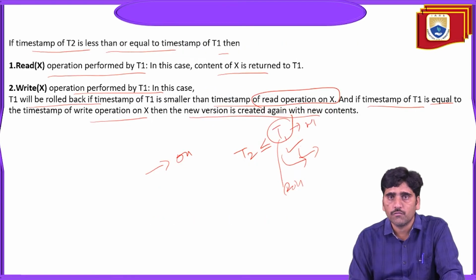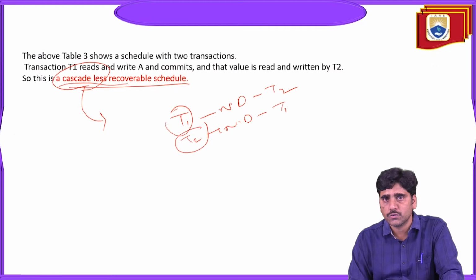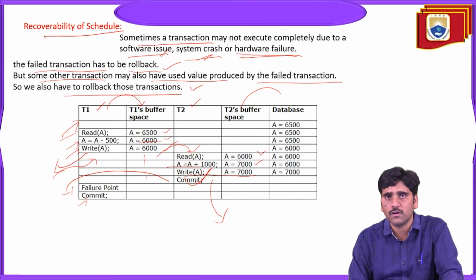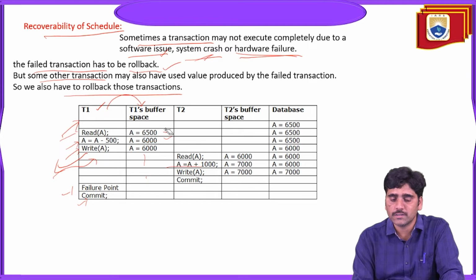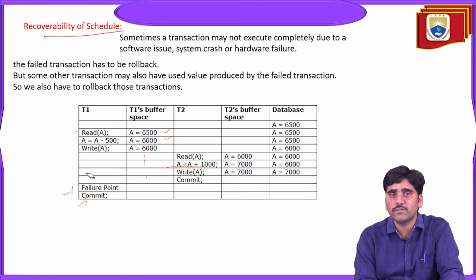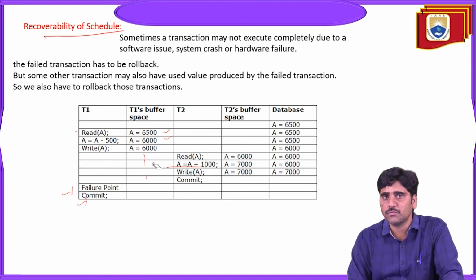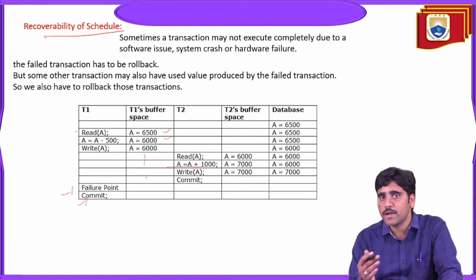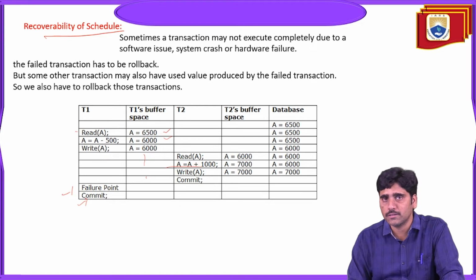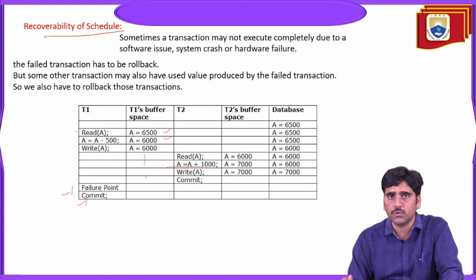So up to this, what we understand from this session: first of all, the concept of recoverable schedule. What is meant by recoverability of the schedule? Whenever transactions are executed or exited with failures, in those cases we have to roll back the transactions. That process of rolling back the transactions in a scheduling mechanism is called recoverability of the schedule.